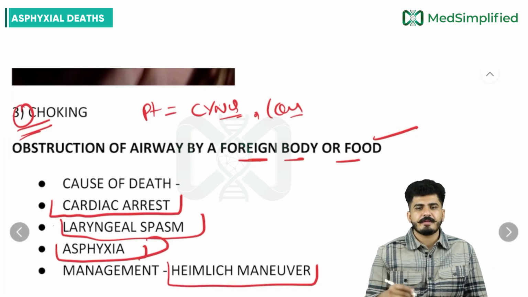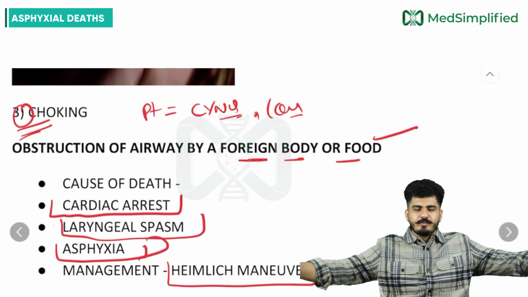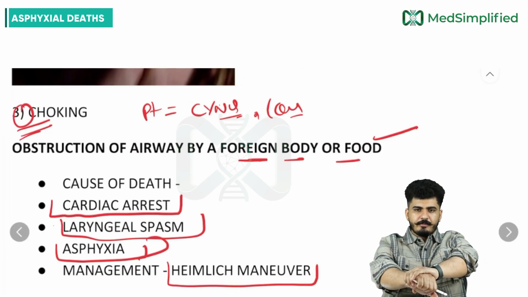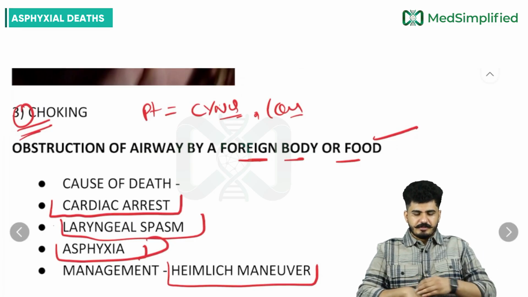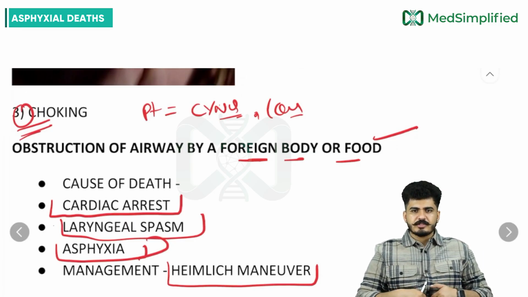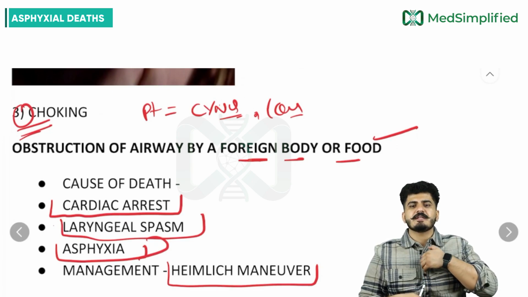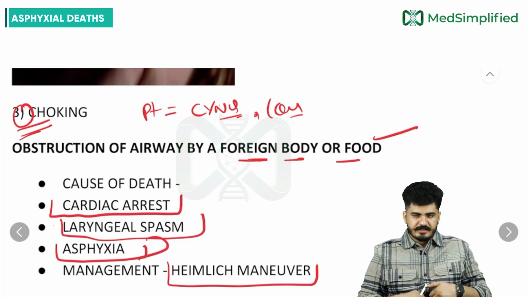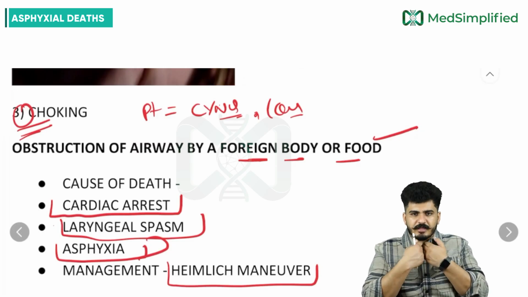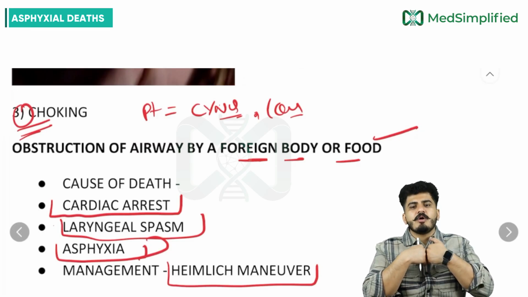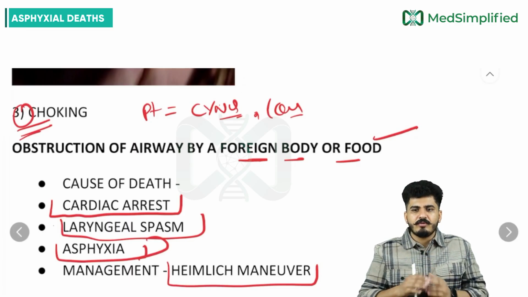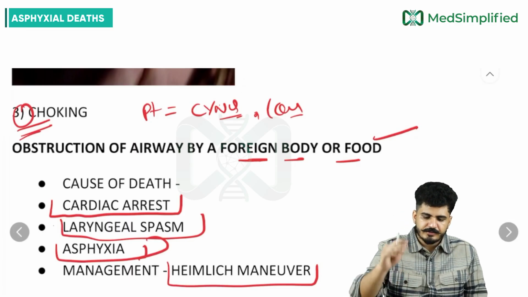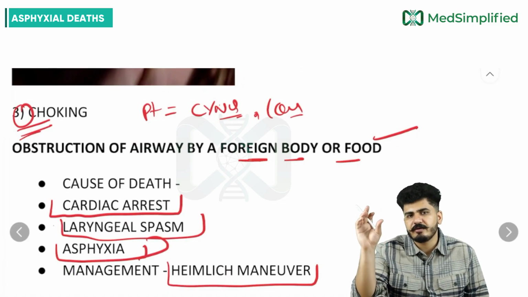The Heimlich maneuver. How to do the Heimlich maneuver? You will put your hands from the back on the abdomen of the person who is suffering from choking, and you will apply pressure. The moment you apply pressure on the stomach, what will happen? Pressure is created from the abdomen, which comes out. The moment the pressure comes out, all the foreign bodies which are obstructing the way will also come out from the mouth, my dear friends. So this is what the Heimlich maneuver is.